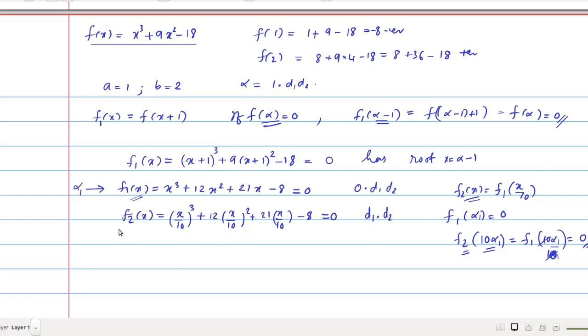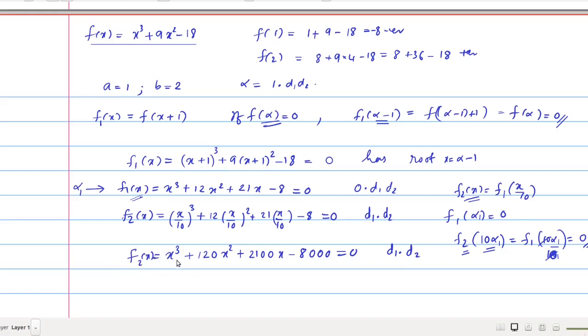So just evaluate this equation, simplify the equation. Then we get x cube, the first term will be x cube by 1000, plus 12 times x square by 100, plus 21 times x by 10, minus 8 equal to 0. There is no 8 x here, so we need not replace. By taking the LCM, this is x cube plus 120 x square plus 2100 x minus 8000 equal to 0, which has the root d1.d2. Okay, so this is our f2 of x.